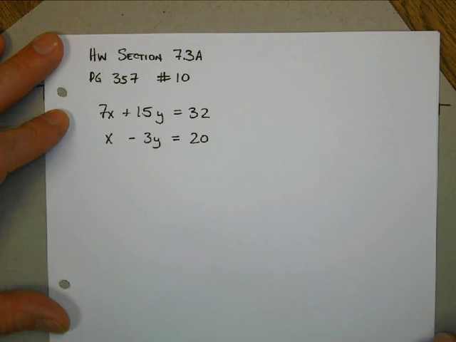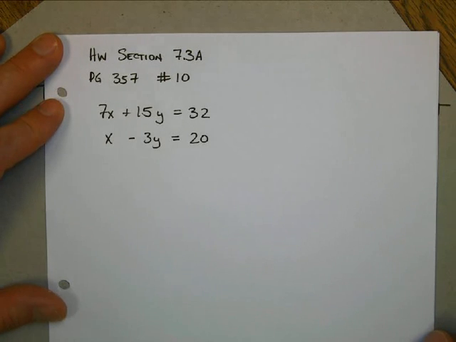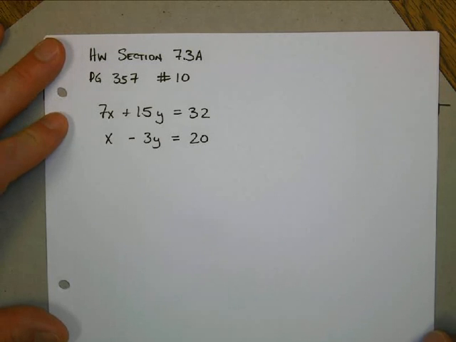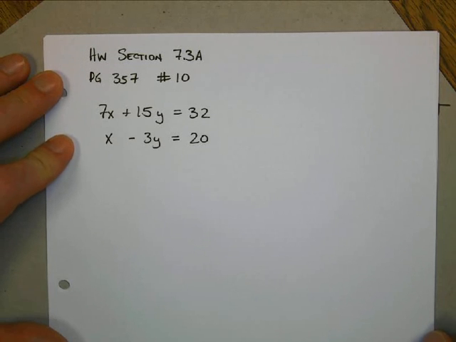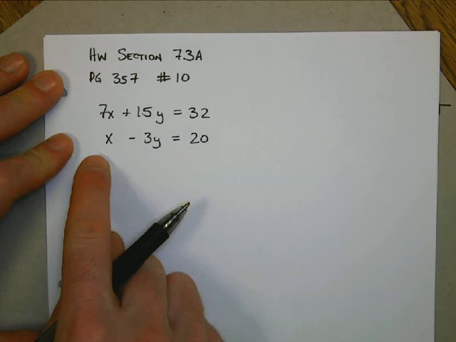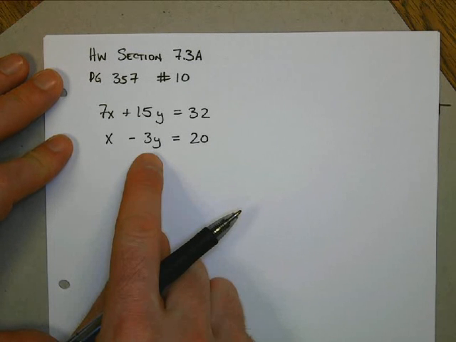This is homework section 7.3a, page 357, number 10. 7x plus 15y equals 32, x minus 3y equals 20. Since the coefficients of the x's or the y's are not opposite each other, I'm going to have to eliminate one of the two equations. I'm going to choose to eliminate the y's.